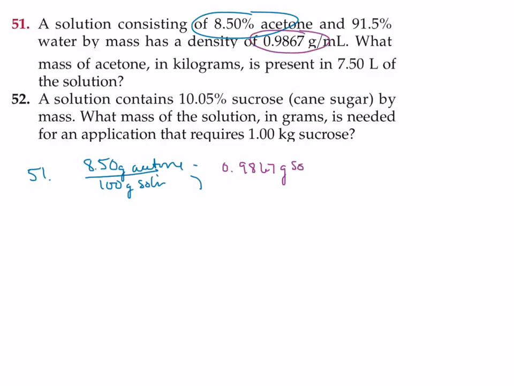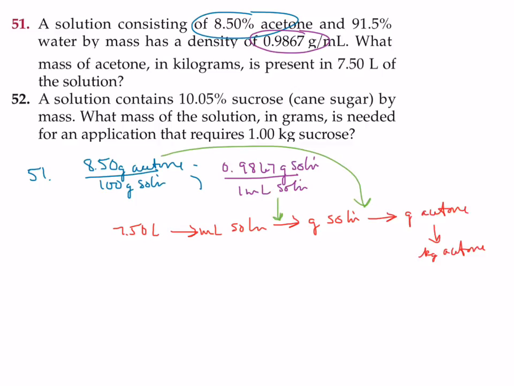And then I went ahead and showed you how I would set it up. I would start with that volume over 1. And then actually I see you're going to have to go from liters to milliliters. Show that as a factor label. So what would that be, 1,000 milliliter solution over 1 liter of solution? Once you have milliliters, then you're ready to use density to get to grams of solution. And then you can use weight percent to get to grams of acetone. But then you have to take it all the way to kilograms.